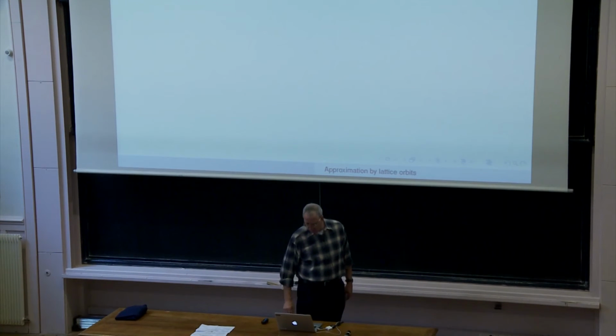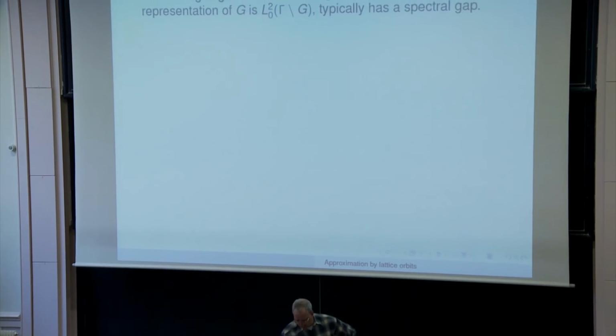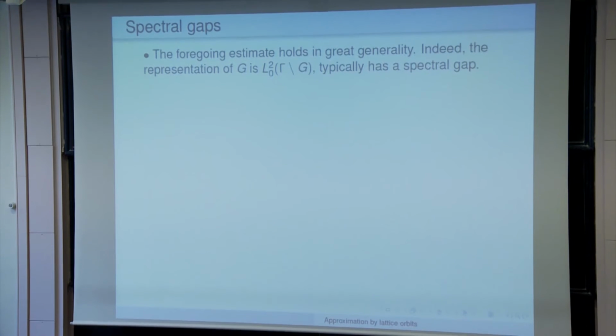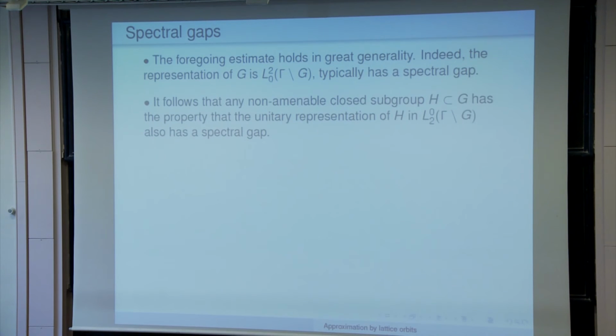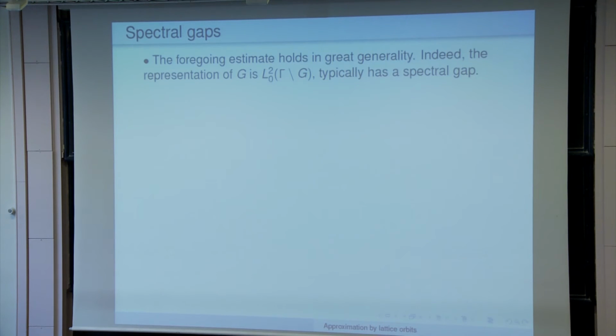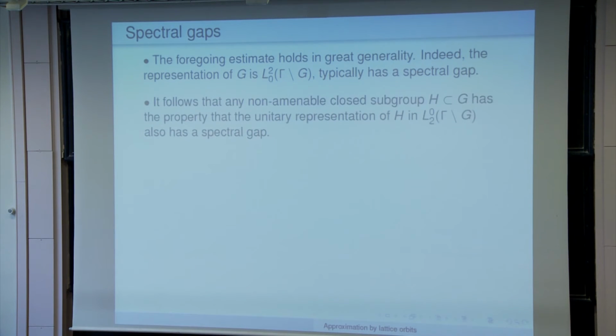And it turns out that the foregoing estimate holds in great generality. And the reason for that is that the representation of G in L2_0 of G mod Gamma typically has a spectral gap. And that's a manifestation of it. Okay, so once L2_0 of G mod Gamma has a spectral gap, it follows that any non-amenable closed subgroup H has the property that the unitary representation of H in L2 of G mod Gamma also has a spectral gap.